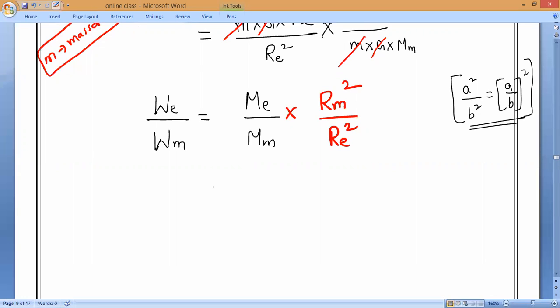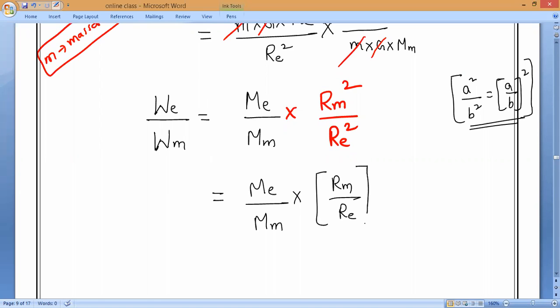So tell me, same way how can I write. Mass of earth divided by mass of moon into, can I write this as radius of moon divided by radius of earth whole square? Is it right? Yes, that is what it is. So weight on earth divided by weight on moon is equal to this formula. Let me take this as equation number 7.